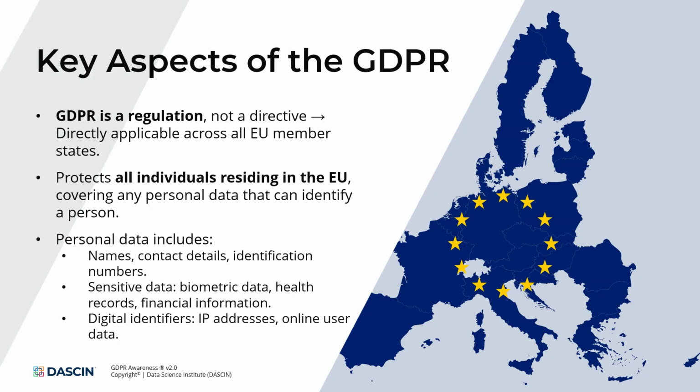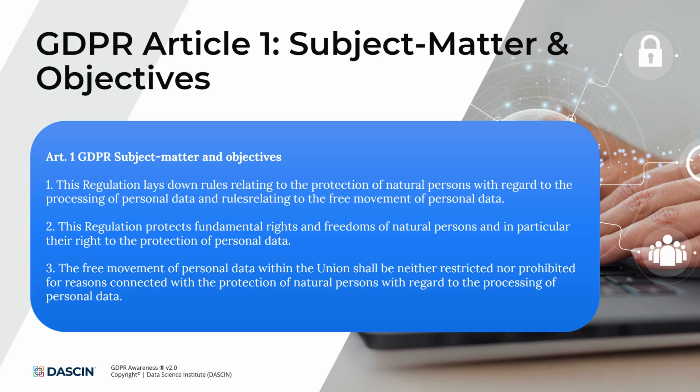This includes basic details like names and contact information, but also extends to more sensitive data, such as biometric records, health details, and financial information. Furthermore, in today's digital world, GDPR recognizes IP addresses and online identifiers as personal data, reinforcing privacy protections in an era of widespread Internet use. Article 1 of the GDPR sets out its core purpose: to establish clear rules for the protection of personal data while ensuring its free movement within the European Union.